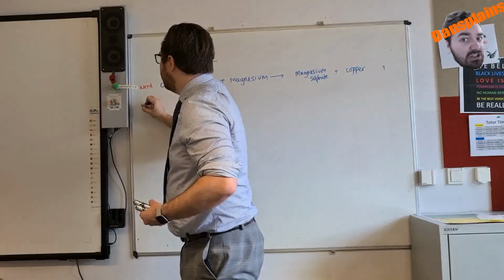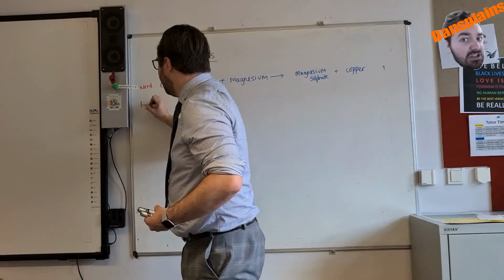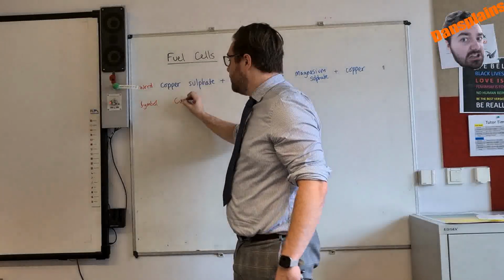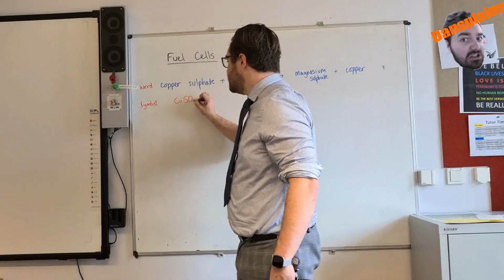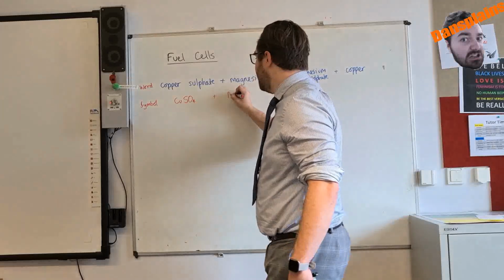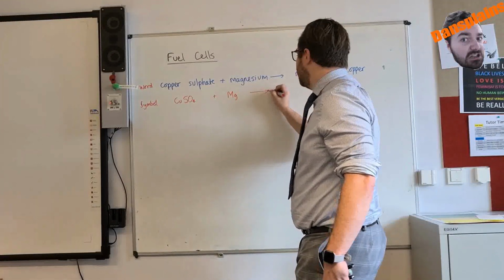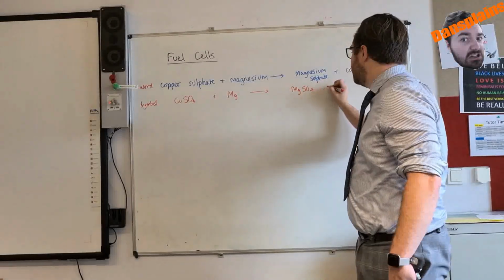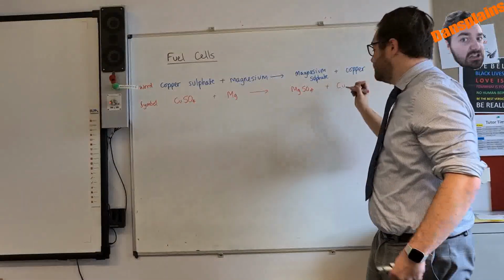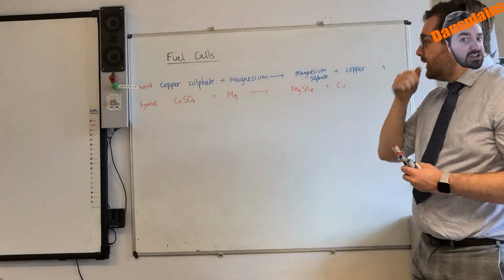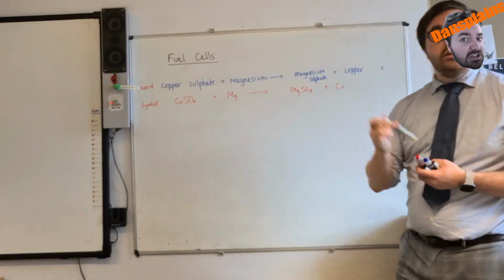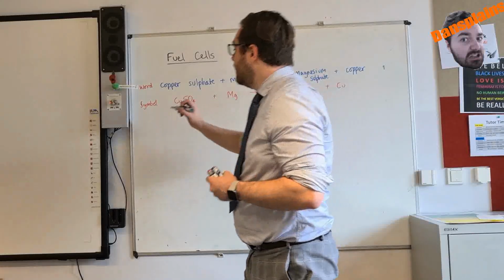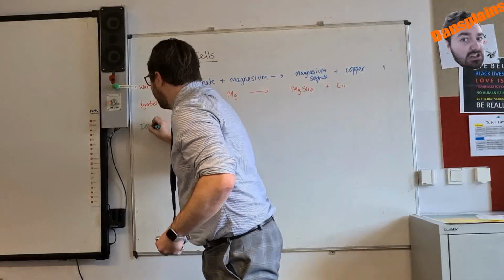To make it my symbol equation, I'll have to use the symbols on the periodic table. So I will have copper sulfate, CuSO4, plus Mg goes to MgSO4 plus Cu. Now we're going to add one new layer of equation to this. It's called an ionic equation.